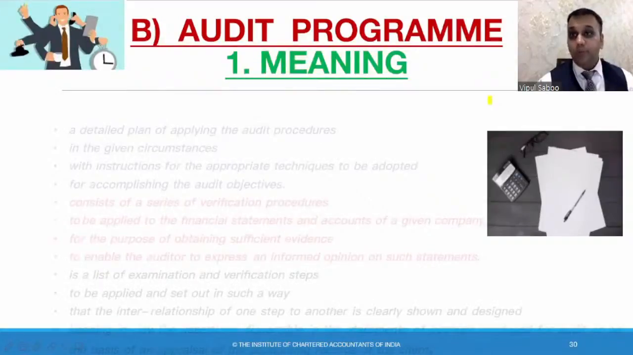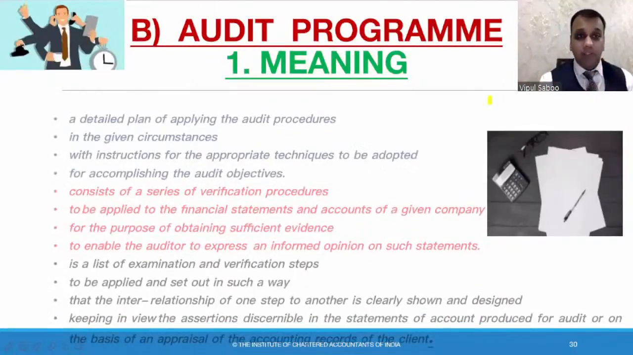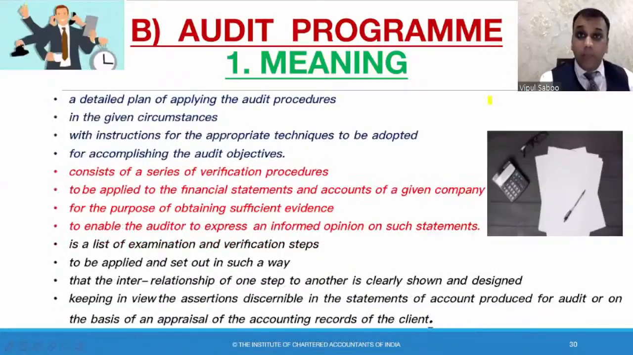Here we go. I've put it into different colors because these are various features of the meaning of an audit program, right? So the first meaning says an audit program is a detailed plan of applying the audit procedures. So what are audit procedures? You are checking the books of account. This is an audit procedure. You are making inquiries of the hotel staff. This is an audit procedure, right?